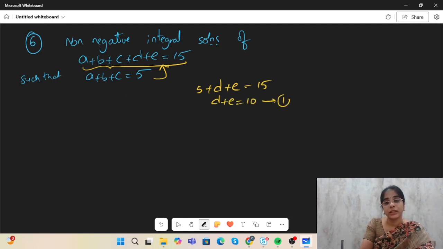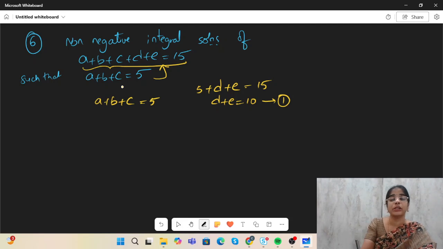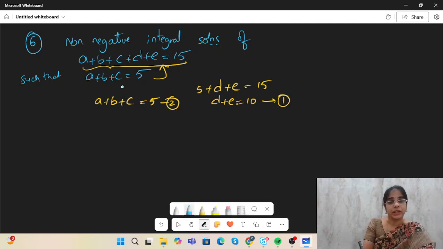This is one condition to be satisfied. Along with a plus b plus c is 5, the other condition is also to be satisfied. Both the conditions are to be satisfied. Find the answer from here and the answer from there, and then multiply them. That's it. Here your n equal to 3, r equal to 5. Here your n equal to 2, r equal to 10. Remember, always r is your RHS, right?